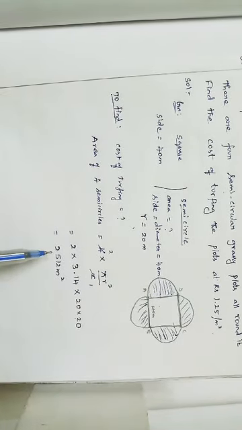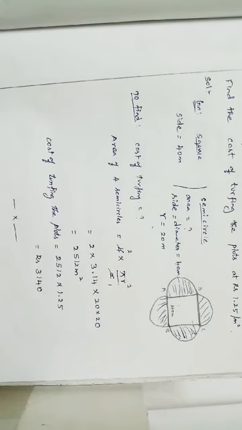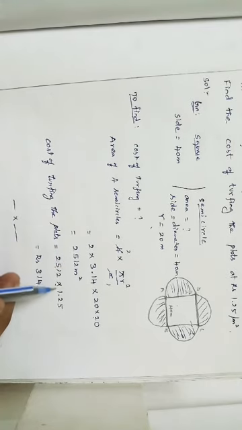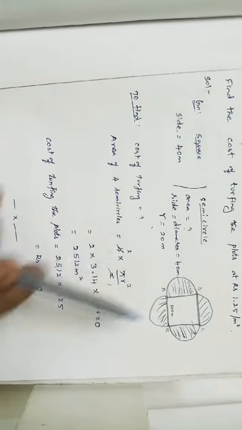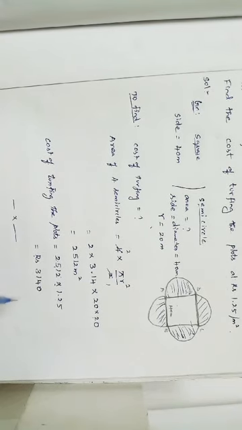So totally how many meter squares are there? Area 2512 meter square. Now we want to find the cost of turfing the plots. So the cost of turfing the plots is equal to 2512 into 1.25. So it is equal to rupees 3140.